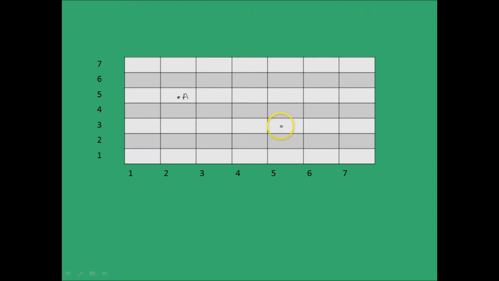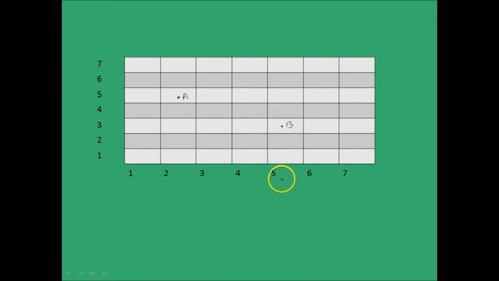Similarly, if I were to talk about the position of, say, student B sitting here, I would say the student is sitting in column 5 and row 3. And with that information I would have the unique position of student B in the class.